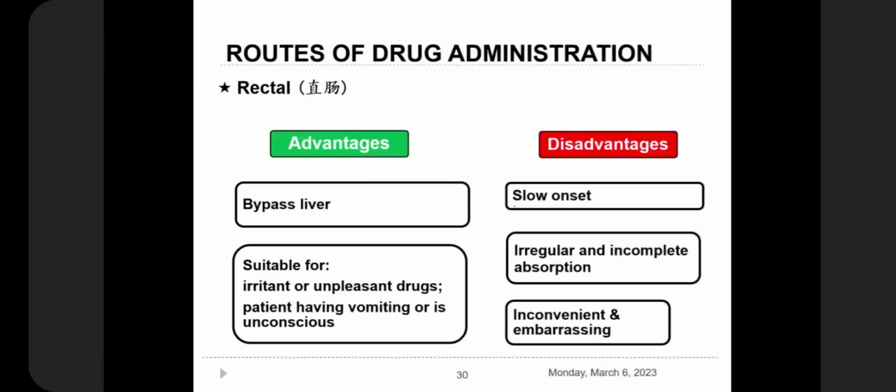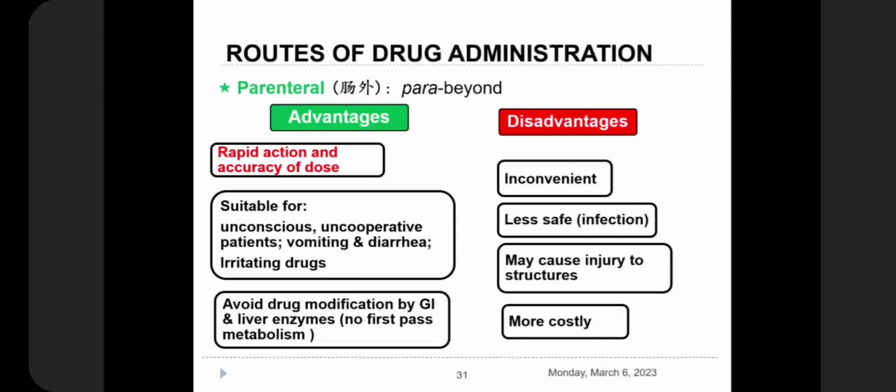Disadvantage: it has a slow onset, because there are two pathways, and it has irregular and incomplete absorption. And I think most people are unwilling to use the rectal administration, because this pathway will make them embarrassed. Maybe you think it is dirty, and so not suitable. Okay, this is for rectal.